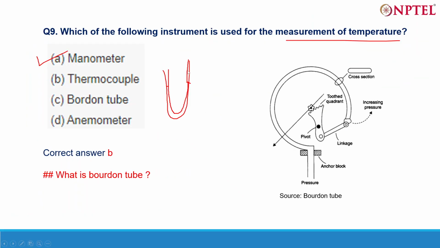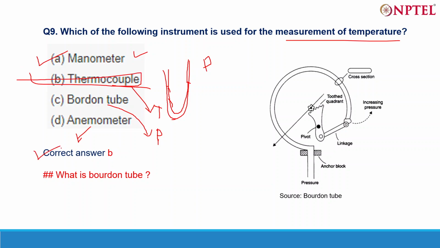So we have a tube here, and we fill this tube with mercury. Then it measures the pressure basically. Okay. Thermocouple is something which is used to measure temperature. Bourdon tube is used to measure pressure. So this is the Bourdon tube. I will discuss this. Anemometer is used to measure wind velocity. So the correct answer is answer B.